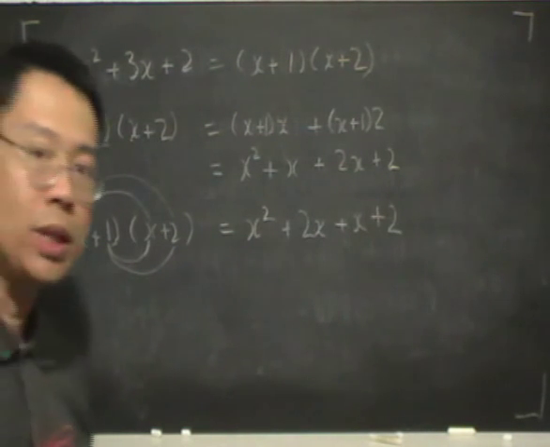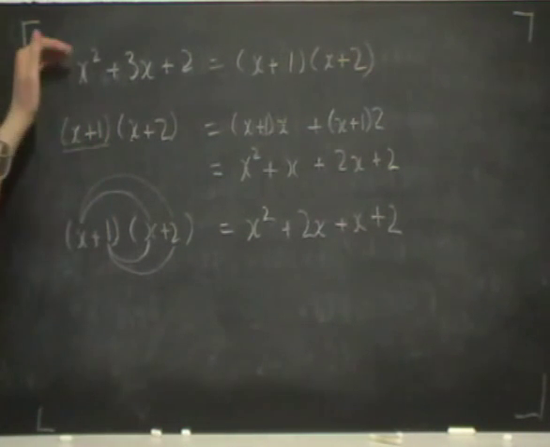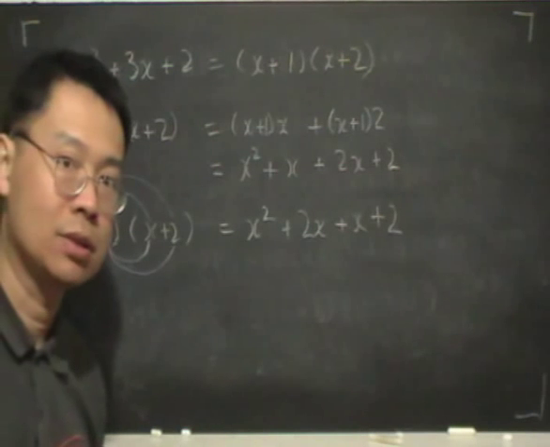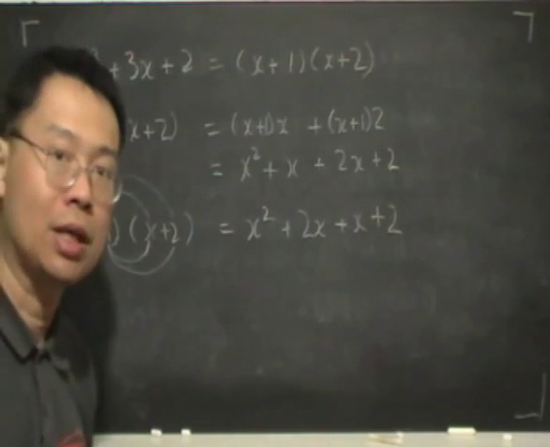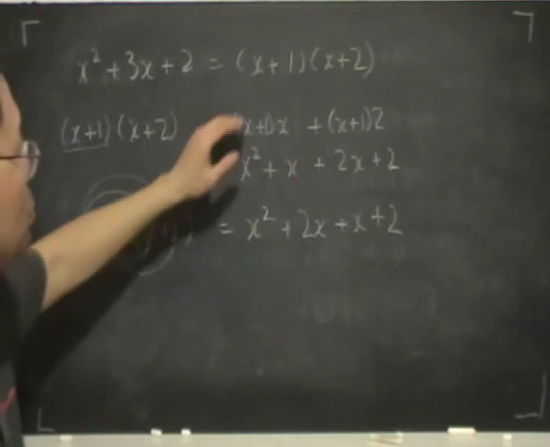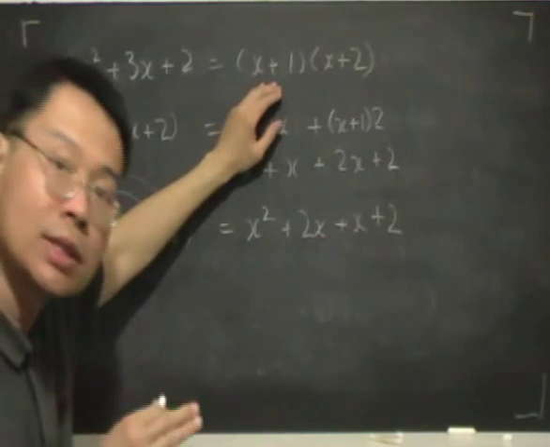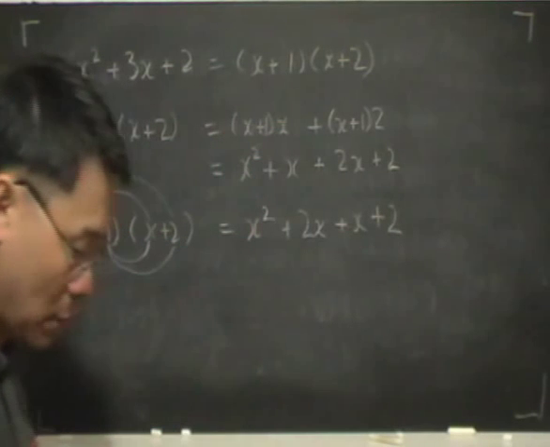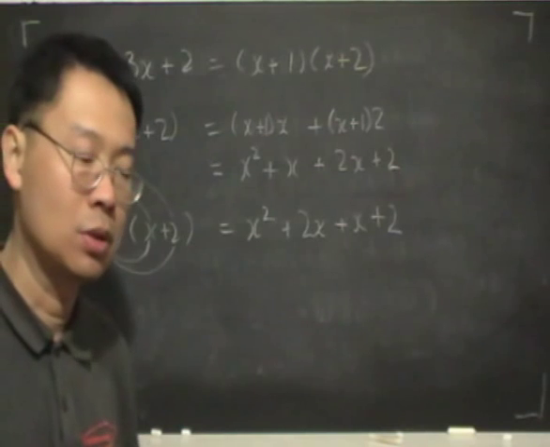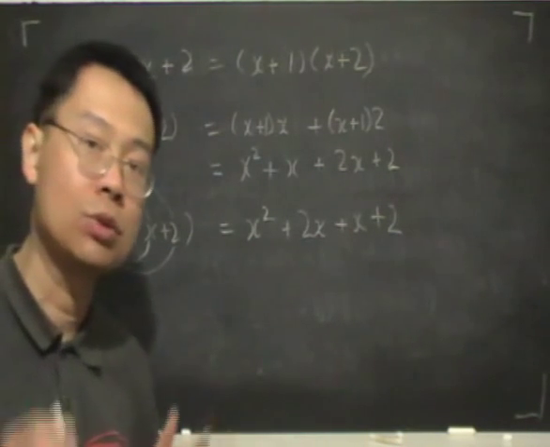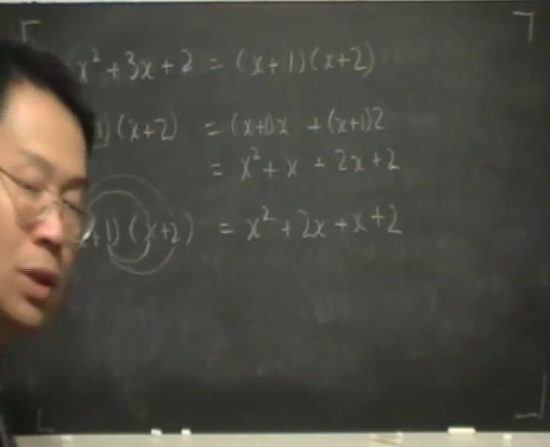Alright, so what I've just done is I have started with a quadratic expression, an expression with an x squared as the highest power, and I've shown that this factorization is the correct answer. Now, but what if we don't know the answer and we need to find the answer? What is the method?